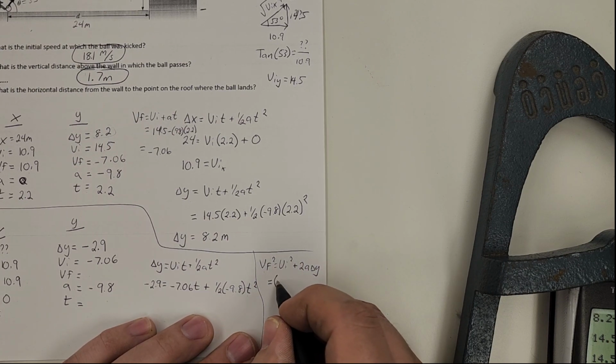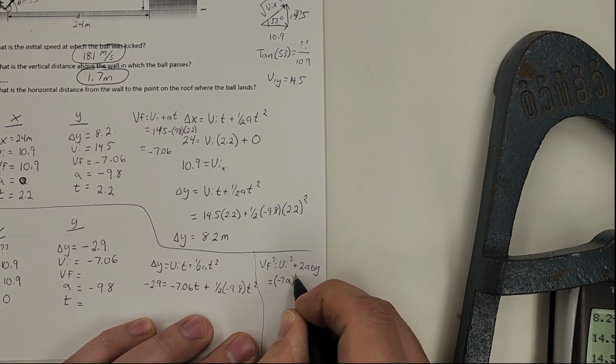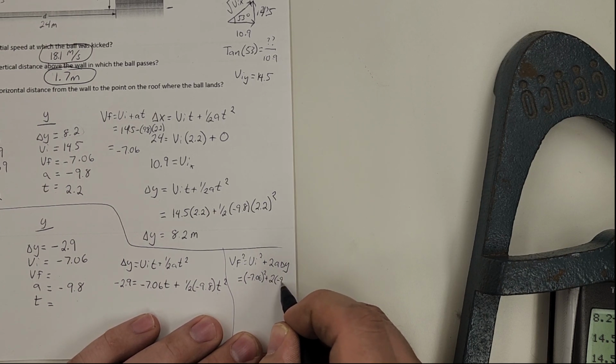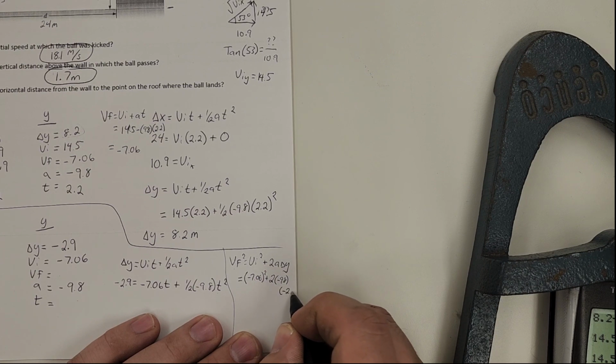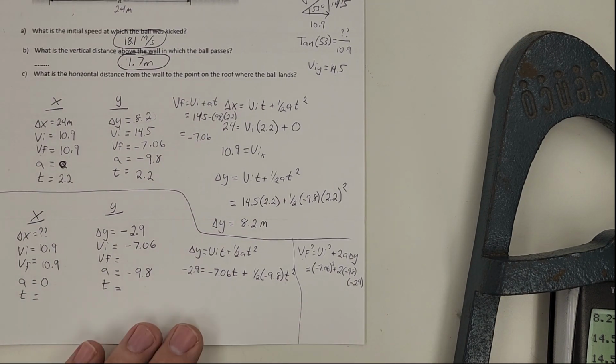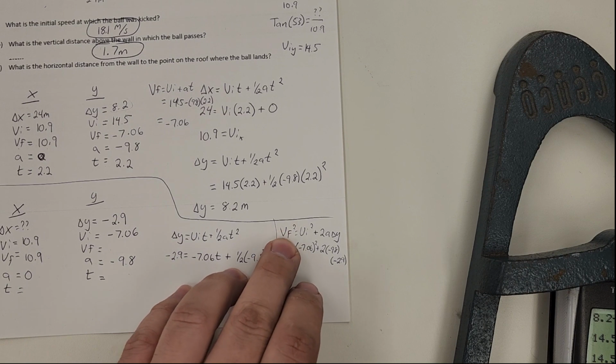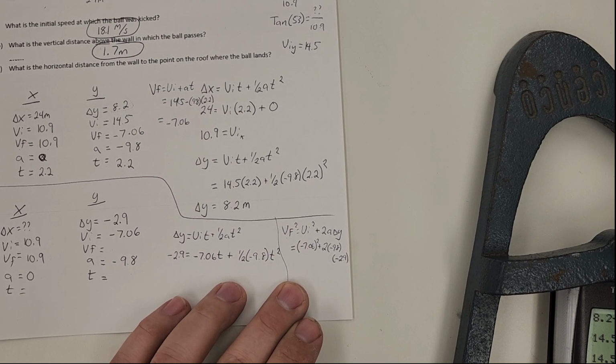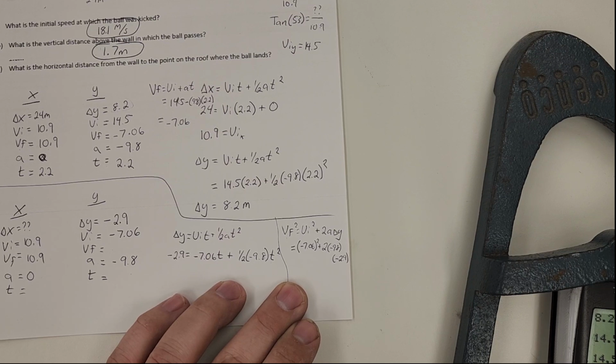VI squared would be our negative 7.06 squared, plus 2 times our acceleration, negative 9.8, times our change in y, which is also negative 2.9. So remember, all the negative signs are coming in. And then when we're all done, we're going to take a square root of that as well. So let me punch that in and see what we get.